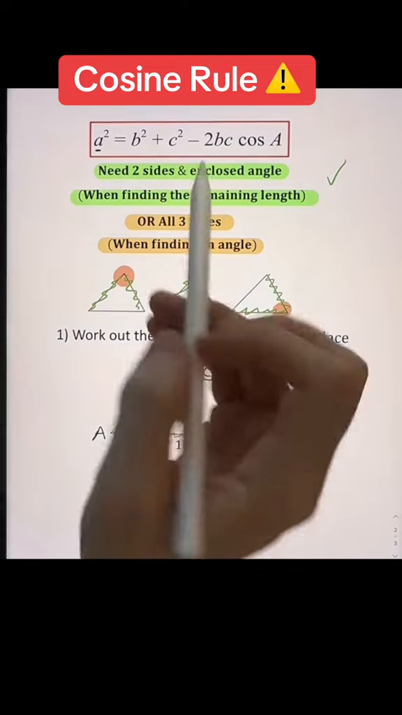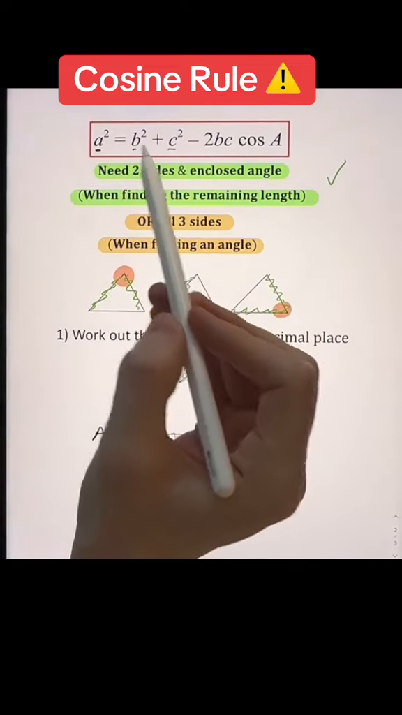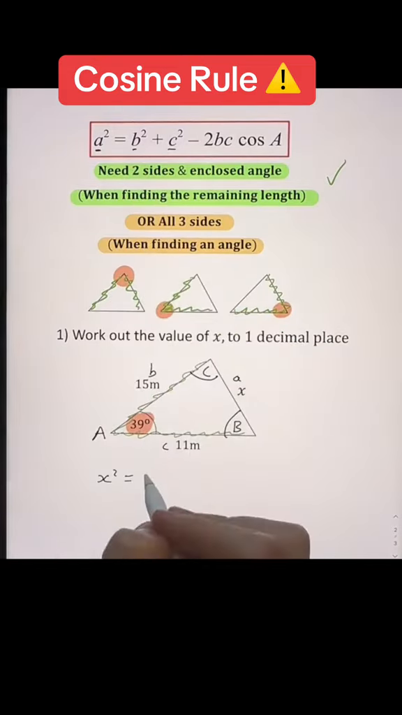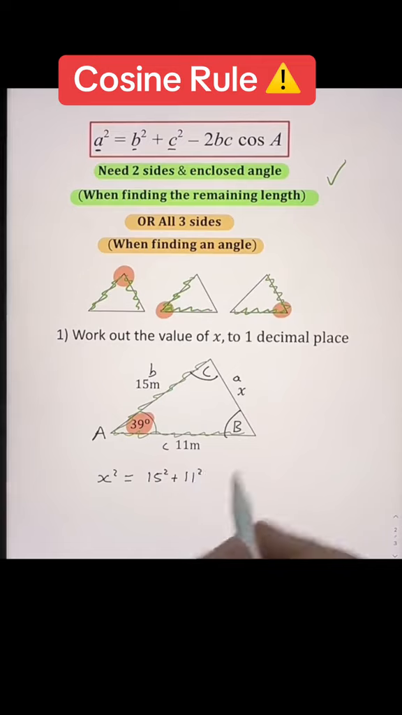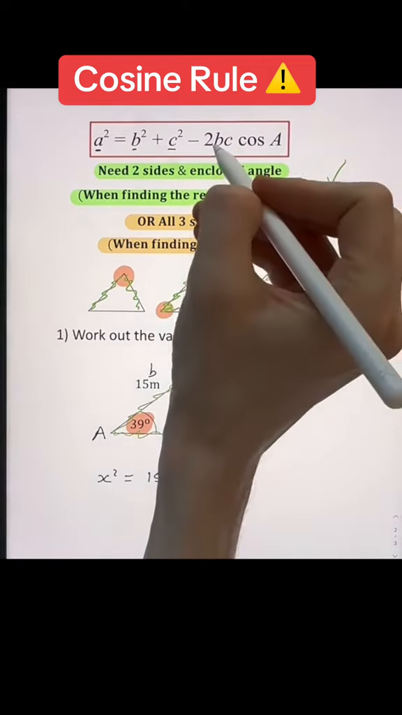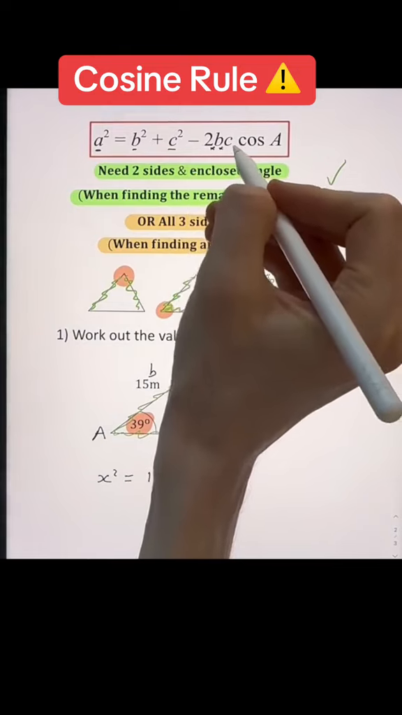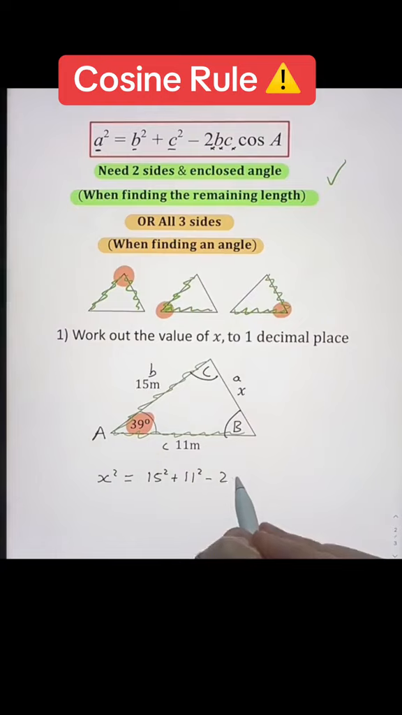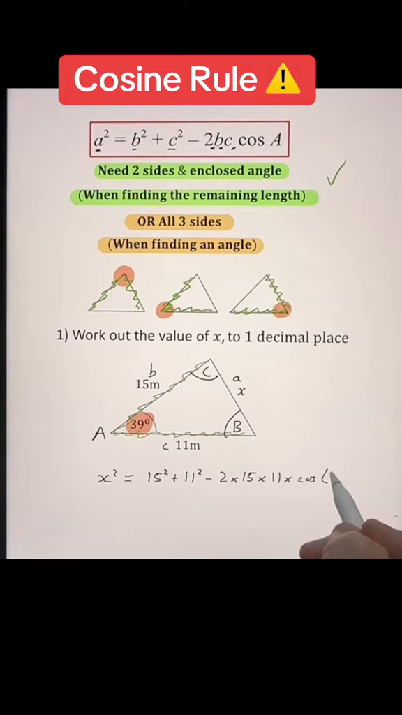That's going to equal, on the right-hand side, b squared plus c squared. Well, b for me is 15, so it's going to be 15 squared. C for me is 11, so plus 11 squared. Here in the cosine formula, I now have minus 2bc cos A. In between the letters, we know the operation is to multiply. So I'm going to have minus 2 multiplied by b, which for me is 15, multiplied by c, which for me is 11, multiplied by cos of the enclosed angle, in this case 39.